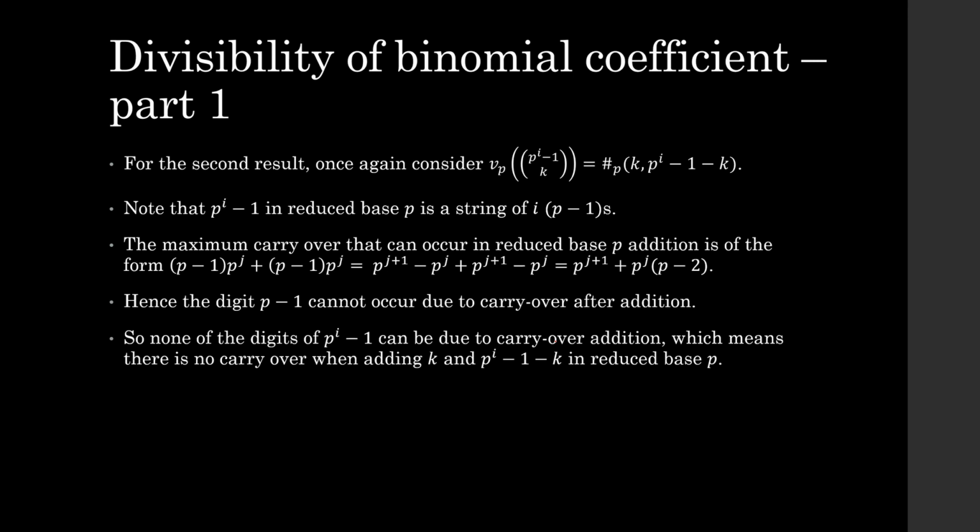So none of the digits of P to the I minus 1 can be due to carryover in addition, because they're all P minus 1 digits. That means that there is no carryover when you add K and P to the I minus 1 minus K, because when you add those, you get P to the I minus 1. When you add them in reduced base P, that means you can't have any carryover. Otherwise, you wouldn't get the digits P minus 1, P minus 1, P minus 1. So that means that if there's no carryover, then the hashtag function is going to be 0, and so that means that VP is going to be 0. And so P does not divide P to the I minus 1 choose K.